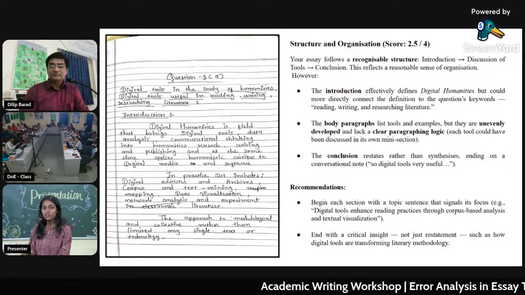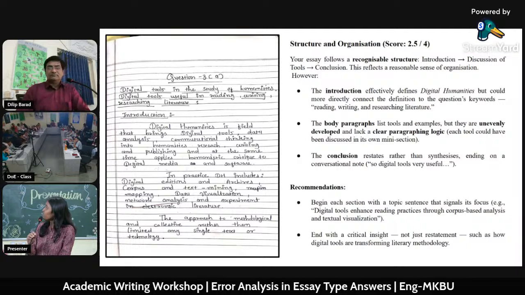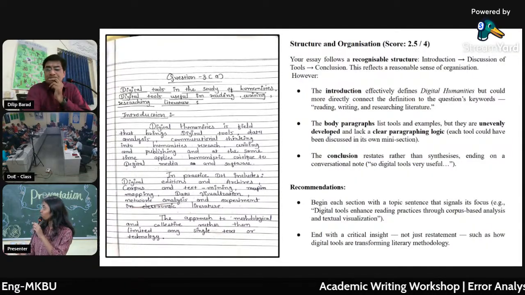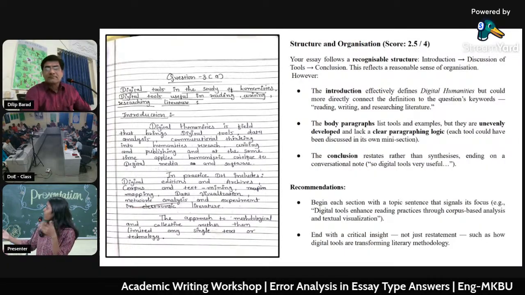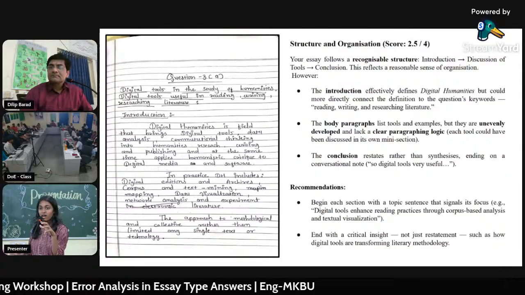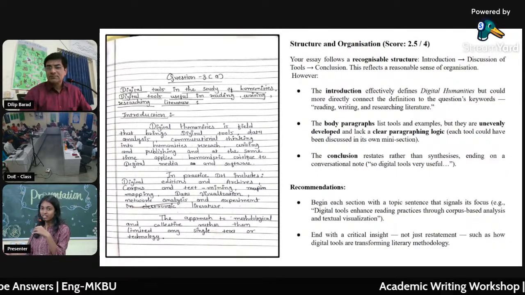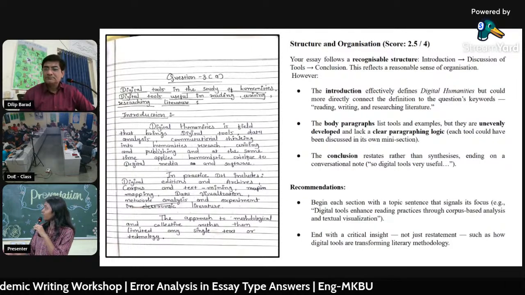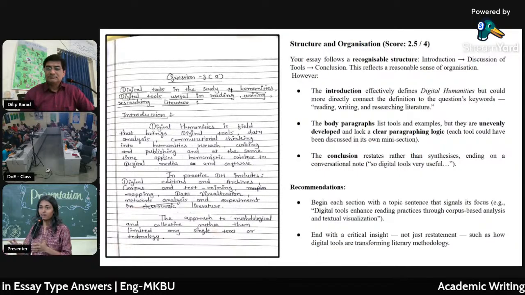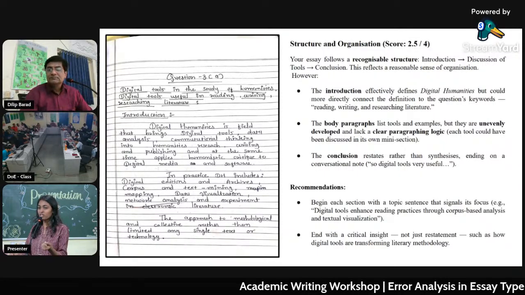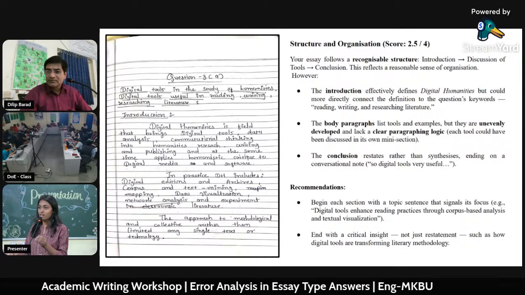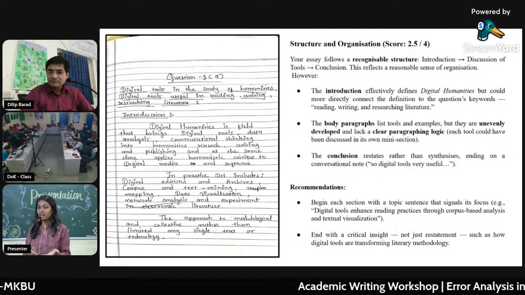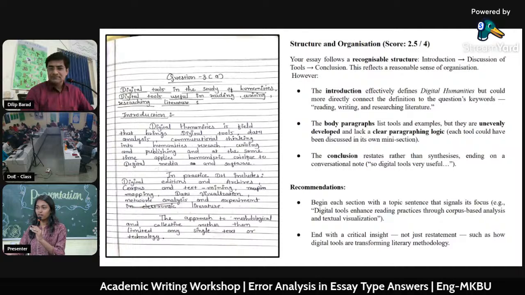So first is structure and organization. In this answer, we can see that the structure is good, but we have to add more points in this answer also, like reading, writing, and researching literature. It gives a better understanding that we have to add some more points. And also we have to write accordingly from beginning to end, about what the question is and what we have to write. So from beginning to end, we can see how to write and add some points and charts, and also we can make our answer much better. Next.